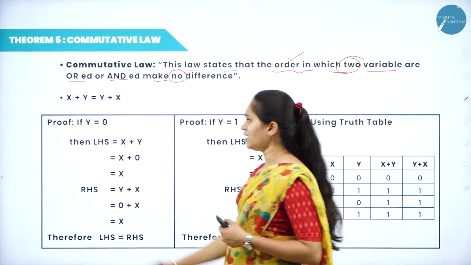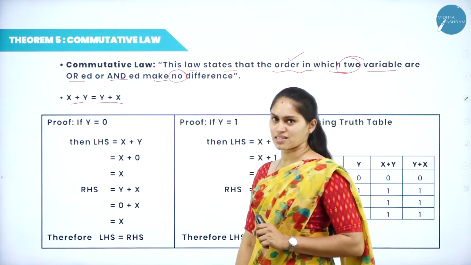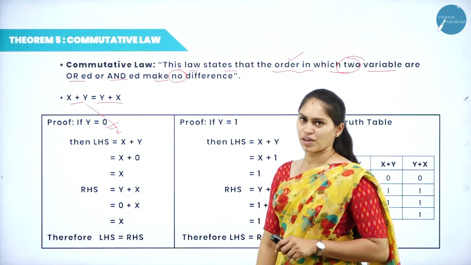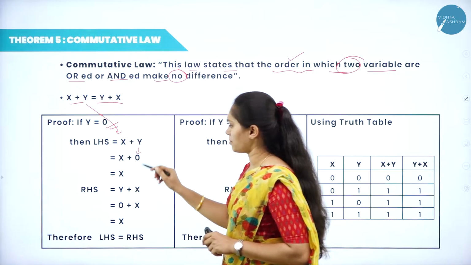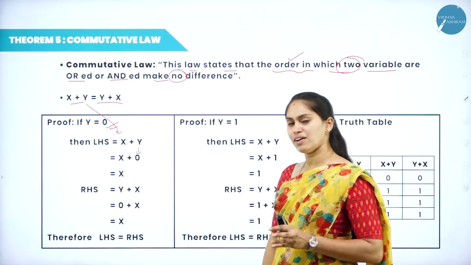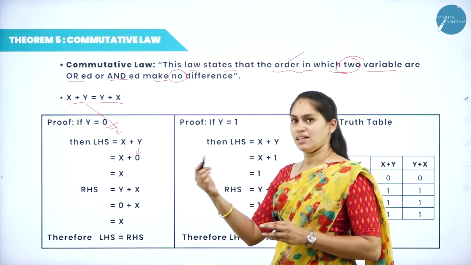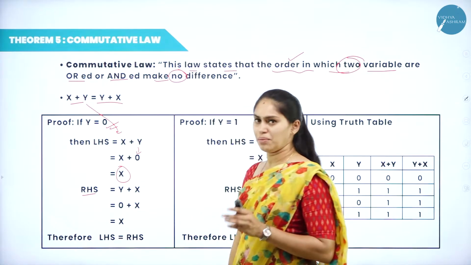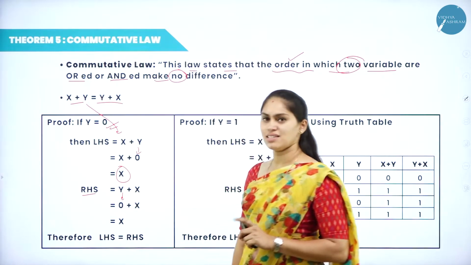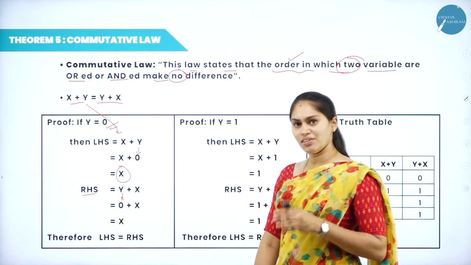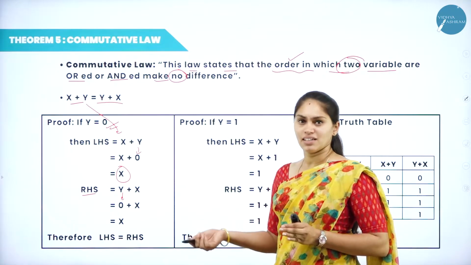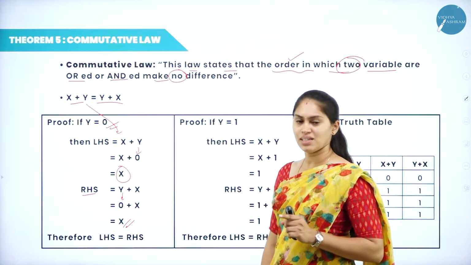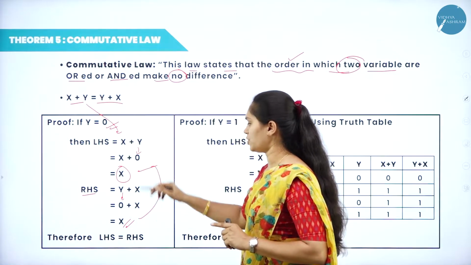We'll see the proof here: x plus y is equal to y plus x. Let me consider the value of y as 0. Taking the LHS part x plus y, let me replace y by 0. So x plus 0. If I add any number with 0, I get that number, so it will be x. Then we have the RHS, y plus x. In the place of y, let me take the value 0, so 0 plus x. If I add any number with 0, I get that number, which can be either 0 or 1. So the result will be x. That means we have proved that LHS is equal to RHS.